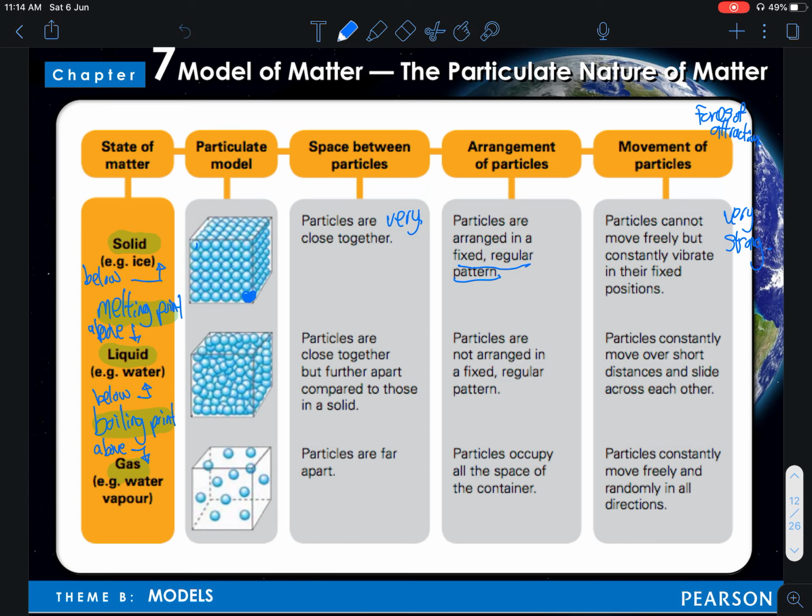So what we can see is that there are a few main factors we can use to further fine-tune the different particulate models. Number one, the space. Number two, the arrangement and how the particles move. And finally, the forces of attraction. Now, what do we mean by forces of attraction? It means the forces of attraction between the particles.